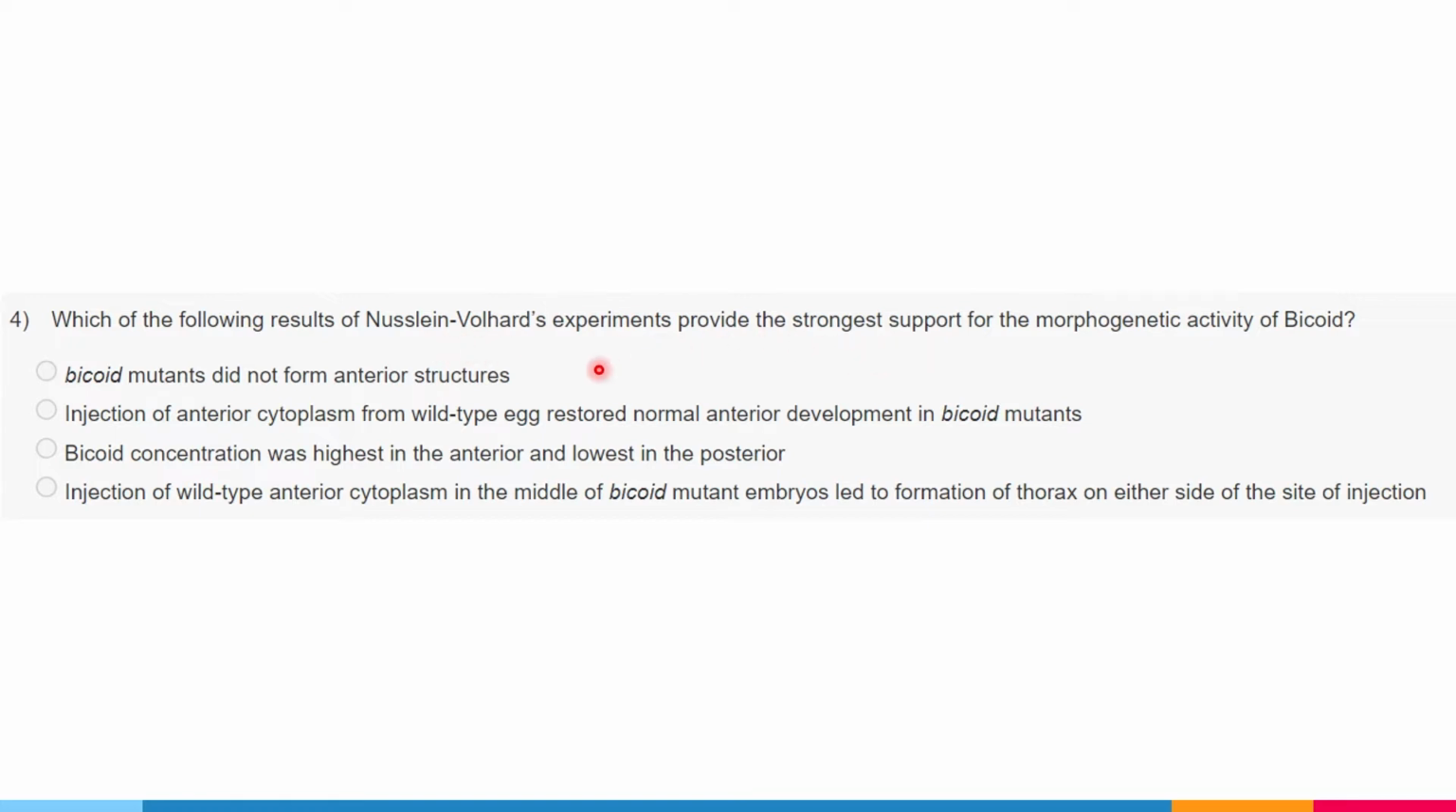So which result of her experiments provided the strongest support for the morphogenetic activity of bicoid? The options are: bicoid mutants do not form anterior structures; injection of anterior cytoplasm from the wild type egg restored normal anterior development in bicoid mutants; bicoid concentration was highest in the anterior and lowest in the posterior; injection of wild type anterior cytoplasm into the middle of bicoid mutant embryos led to the formation of thorax on either side of the injection.